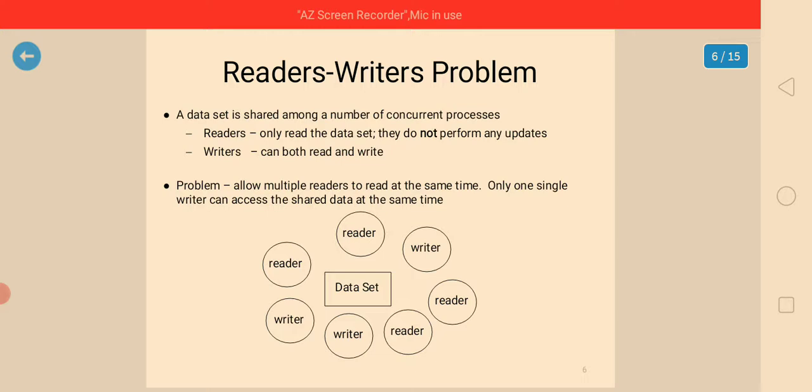This data never changes. And there are other processes called writers, who may change the data in addition to reading it, or instead of reading it. So a writer can change the data while also reading.